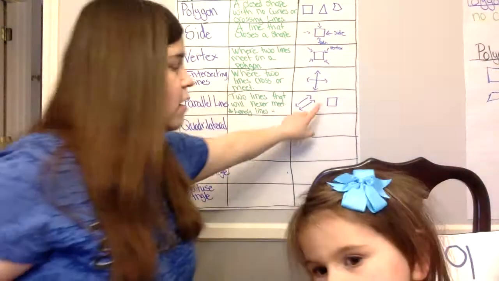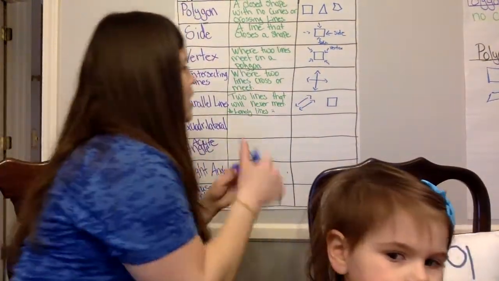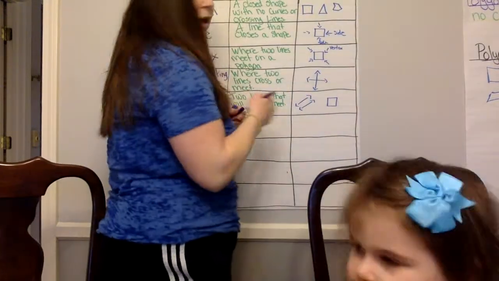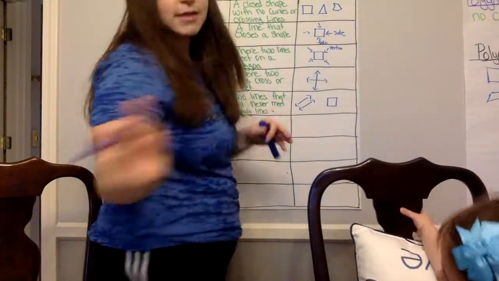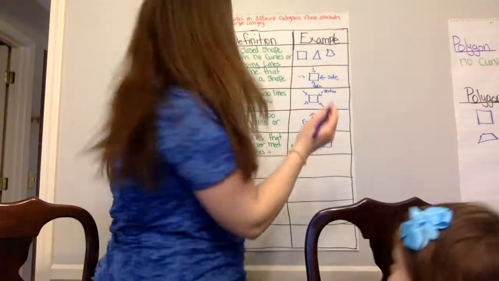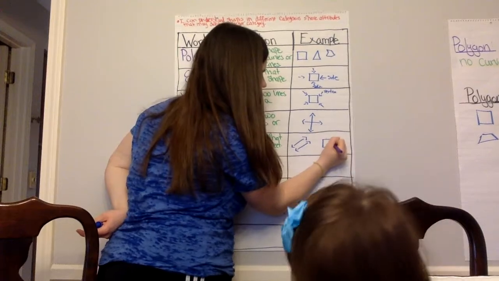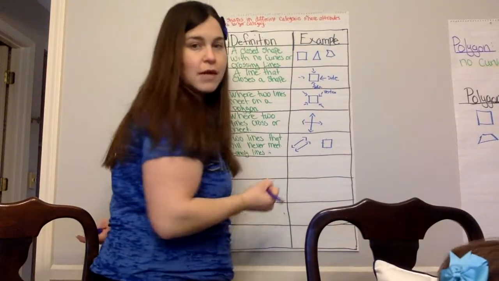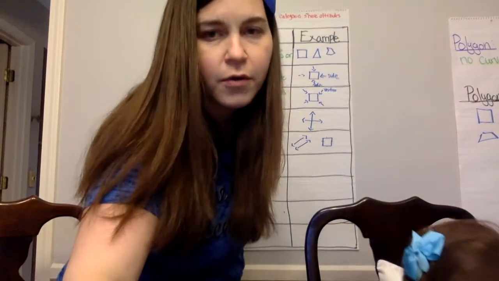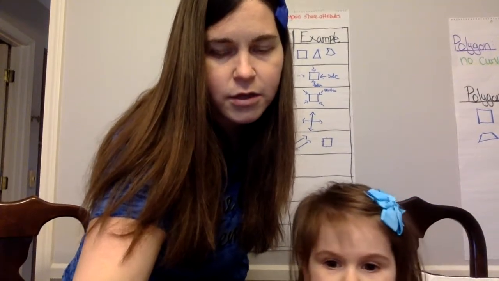So here I have a square. And so the parallel lines, this one would have two sets of parallel lines. Okay, so this and this are parallel, and this one and this one are parallel because they will never ever touch. I wonder if I can zoom you in on that. No, I can't zoom in very well.